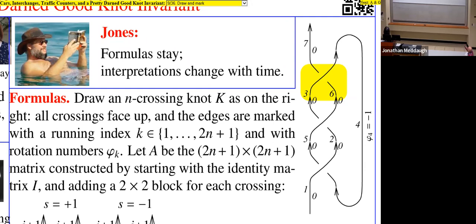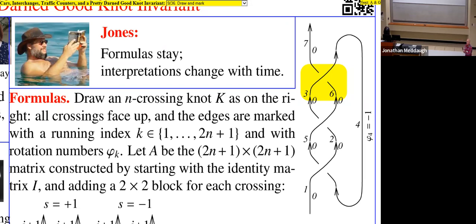The edges are marked with a running index k, which you can check runs from 1 to 2n plus 1. So 1, 2, 3, 4, 5, 6, 7. And they're also marked with rotation numbers called phi k. And you see, since the edges between crossings, like this edge number 2, start at one crossing and end at another, since they always point up at their beginnings and at their ends, it makes sense to ask how many times do they rotate?